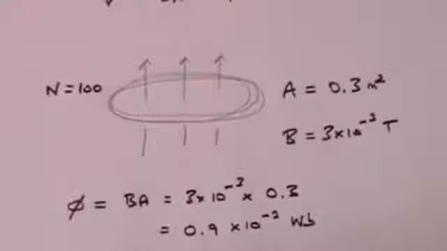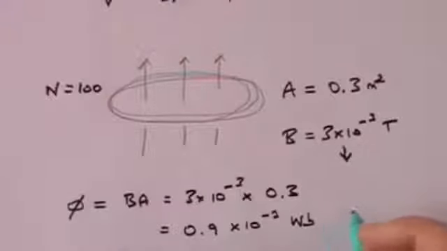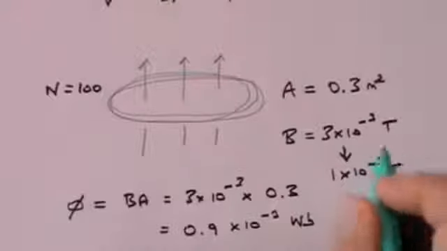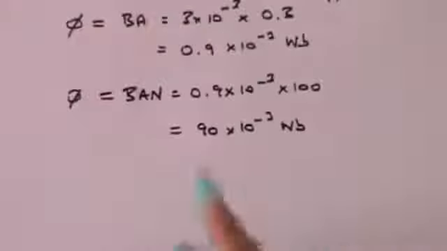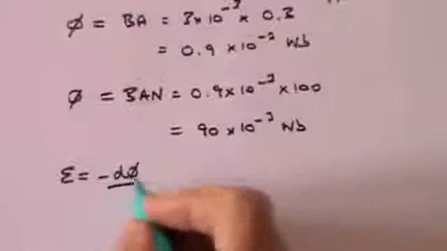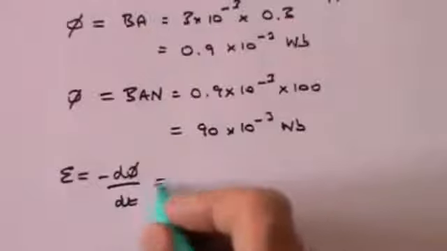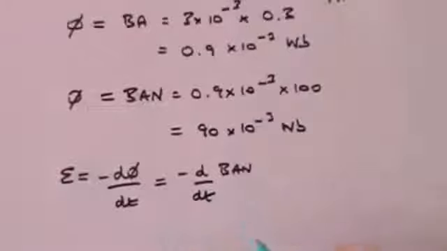Now we're told that over a period of 3 seconds, the magnetic field reduces from 3 times 10 to the minus 3 Teslas to 1 times 10 to the minus 3 Tesla in 3 seconds. And the question is, what is the EMF that is generated? And we're going to use the formula that the EMF is going to be minus the rate of change of flux, or flux linkage, which is going to be minus d(BAN)/dt.